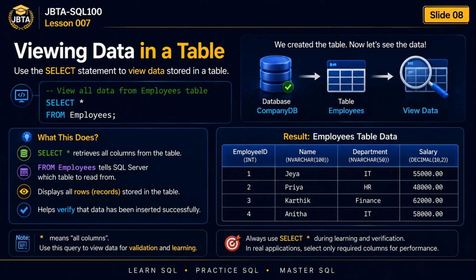Key points to emphasize. Select is used to retrieve data. Star means all columns. From specifies the table to read from. Each row represents a record. Each column represents an attribute of that record. Select star is useful for learning, testing, and verification. In production applications, prefer selecting only the required columns for better performance. Golden rule: use select star while learning and exploring data. As your SQL skills grow, retrieve only the columns you need.